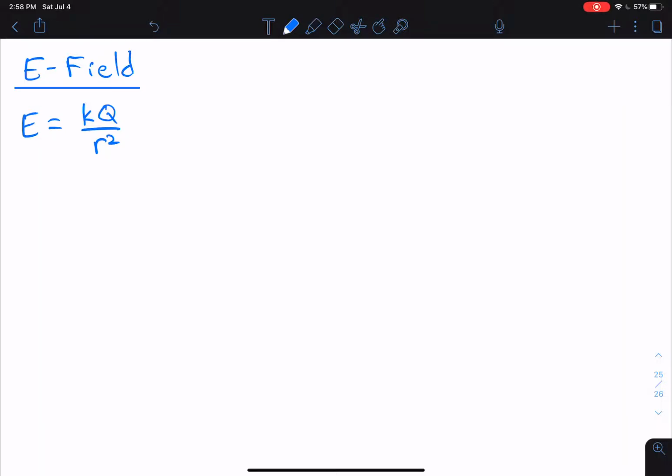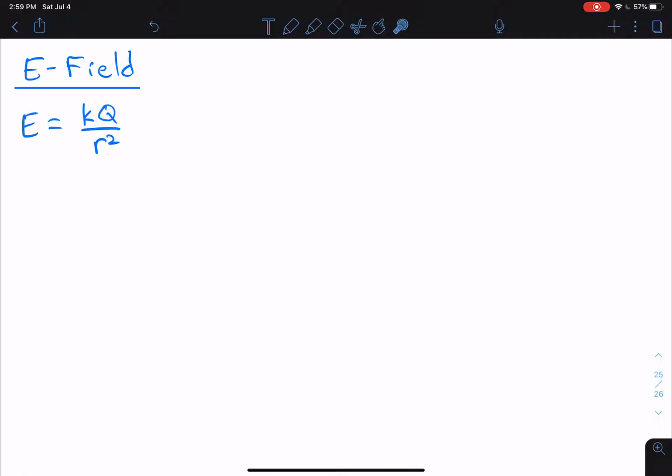Let's talk about the electric field due to a point charge. So this is the formula for the electric field. And you can see here we've got the E, capital E, for the electric field. And this is the magnitude of the electric field.